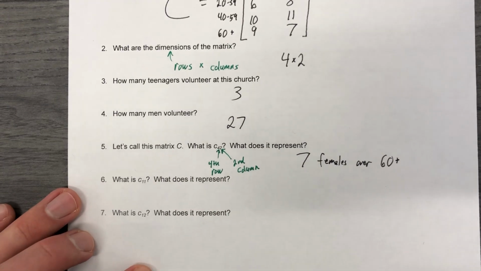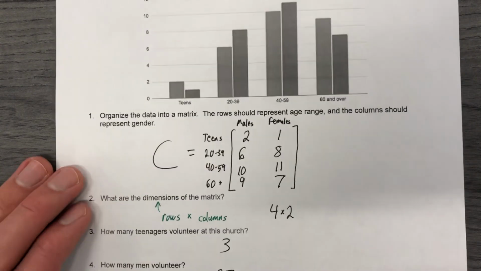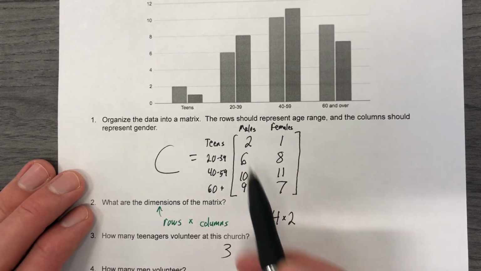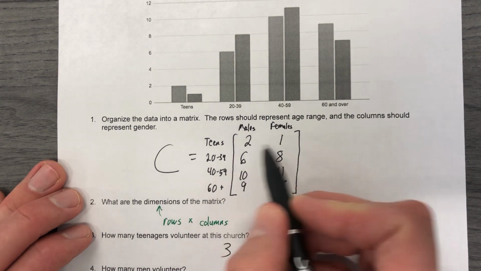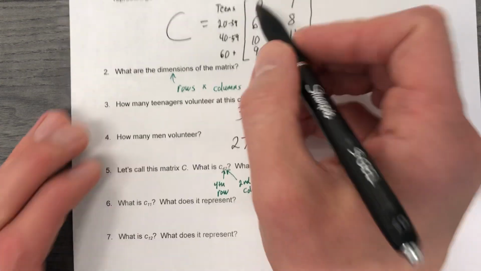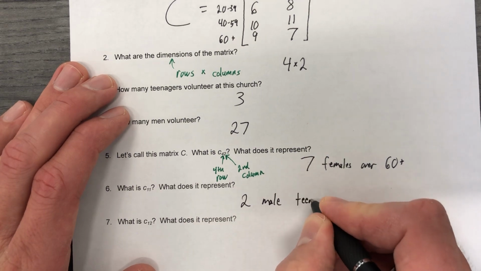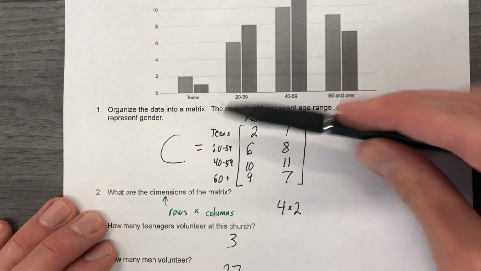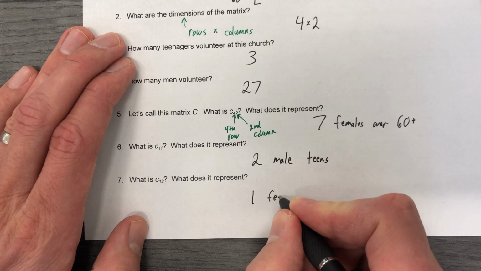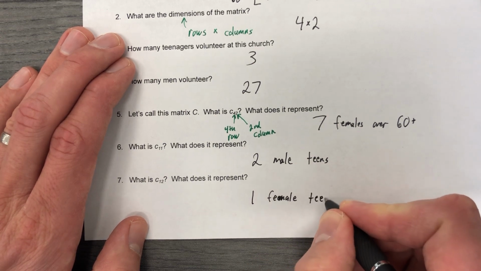Okay, and then we get into the same ideas right here. C11, what does it represent? 1st row, 1st column. Rows run horizontally, columns run vertically, but we all know that. First row, first column, that would be 2 male teens. So 2 male teens that volunteer. And C12, first row, second column. So first row, second column is 1 female teen. Female teen that volunteers.